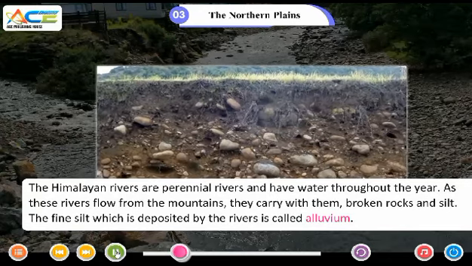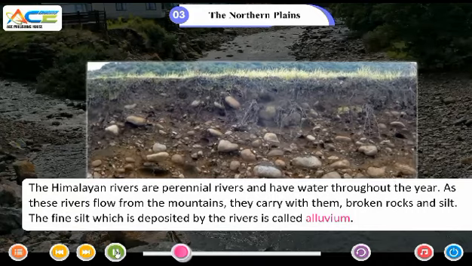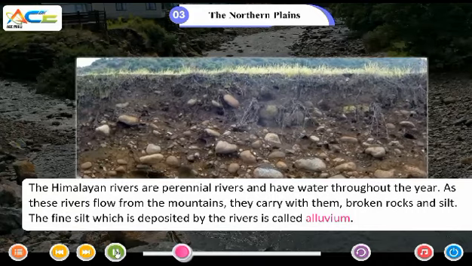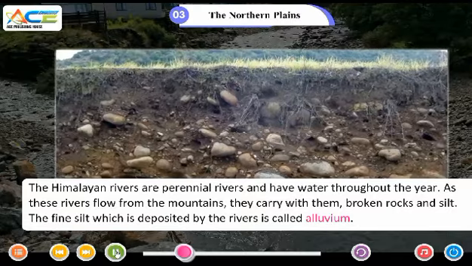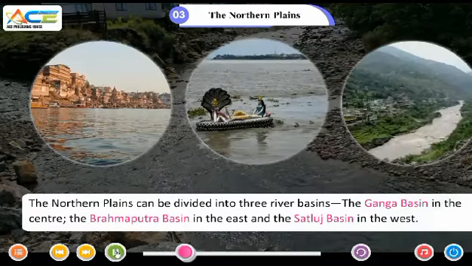As these rivers flow from the mountains, they carry with them broken rocks and silt. The fine silt which is deposited by the rivers is called alluvium. The northern plains can be divided into three river basins: the Ganga basin in the center, the Brahmaputra basin in the east, and the Satluj basin in the west.